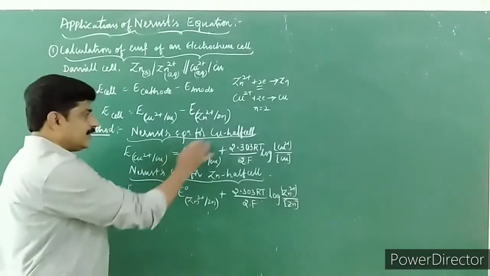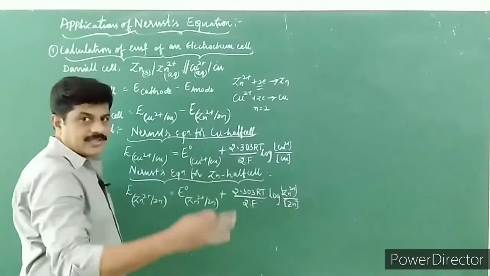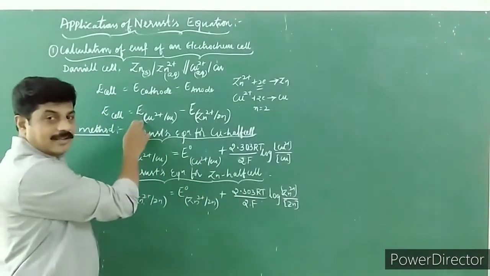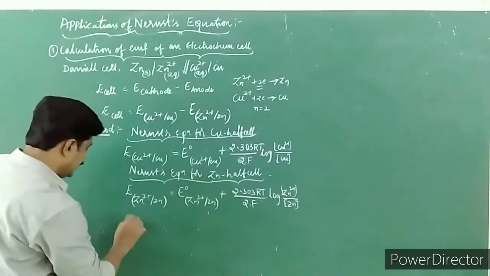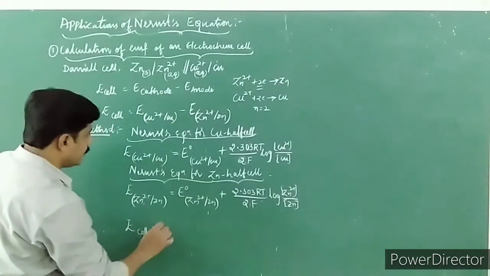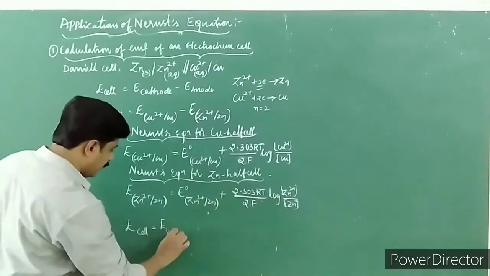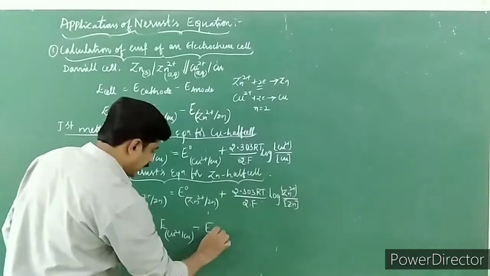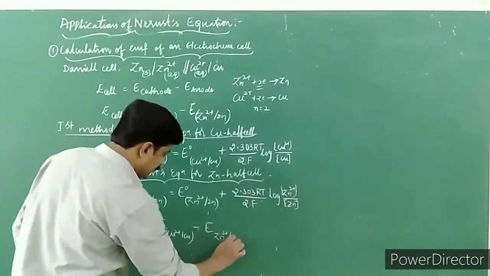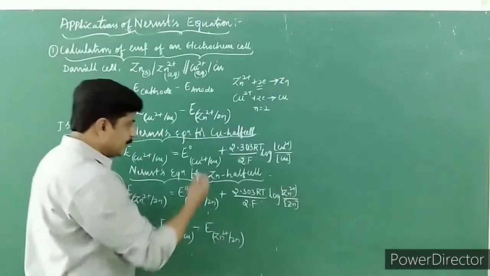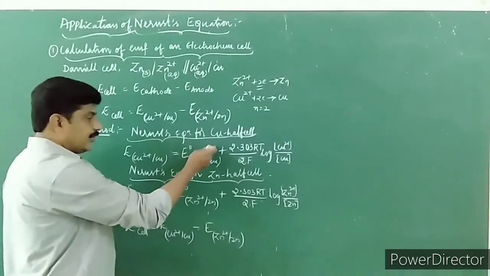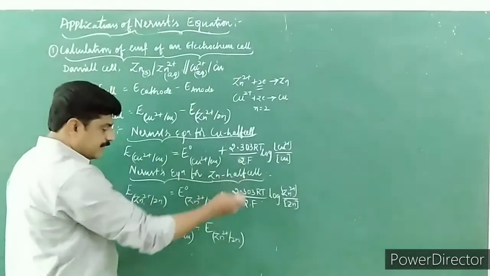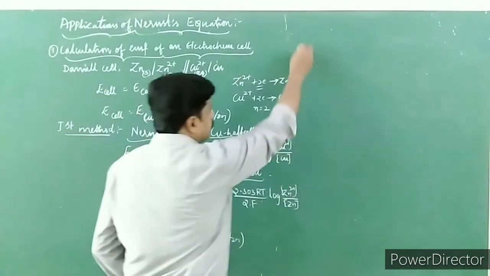Once you write the Nernst equation for the copper cell and the zinc cell, now you can find out E cell by using this formula. Let me write again. E Daniell cell is equal to reduction potential of cathode minus reduction potential of anode. Let me substitute the Nernst equation of the copper cell and the Nernst equation of the zinc cell in this equation.